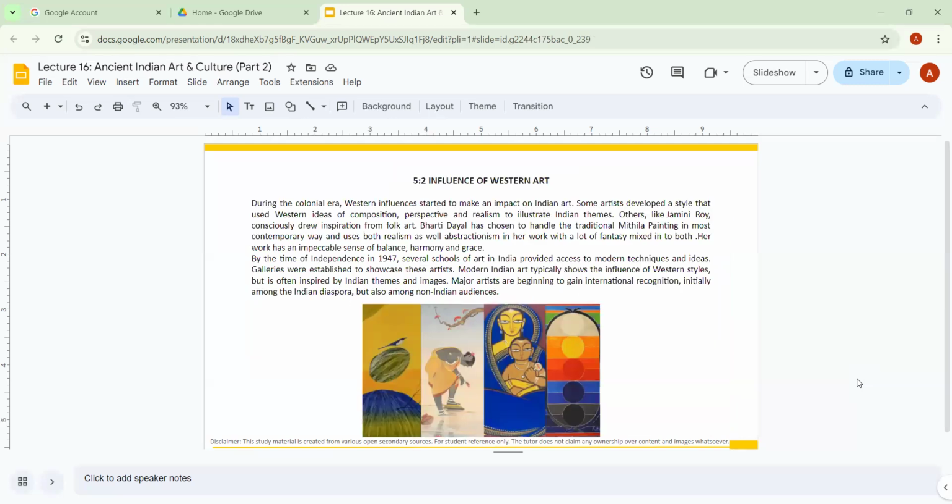The influence of Western art. During the colonial era, Western influences started to make an impact on Indian art. Some artists developed a style that used Western ideas of composition, perspective, and realism to illustrate Indian themes. Artists like Jamini Roy consciously drew inspiration from the folk art. Bharti Dayal has chosen to handle the traditional Mithila painting in a most contemporary way and uses both realism as well as abstractionism in her work with a lot of fantasy mixed into both.